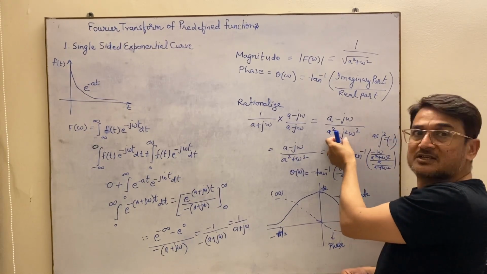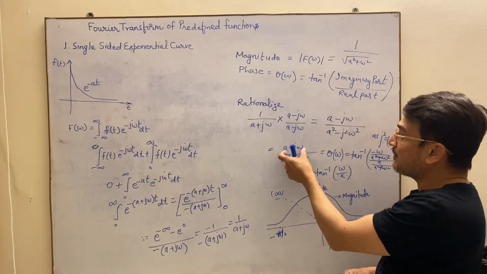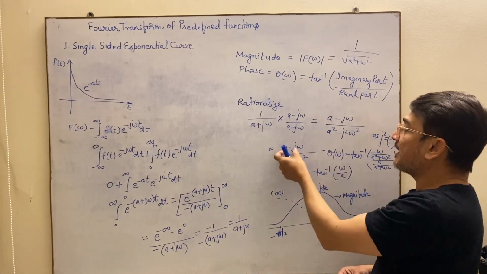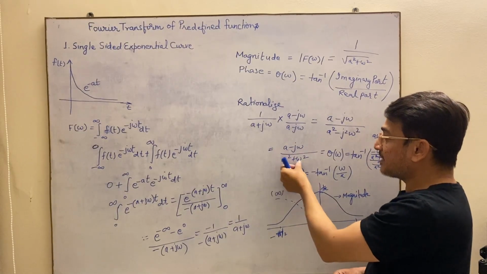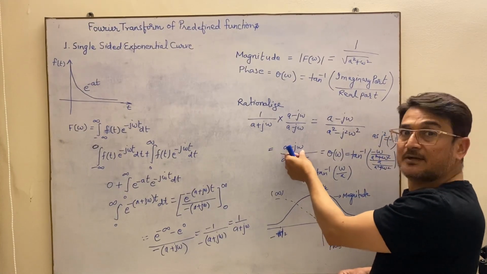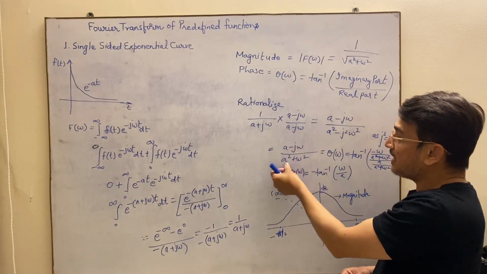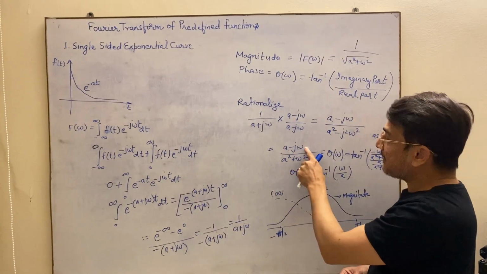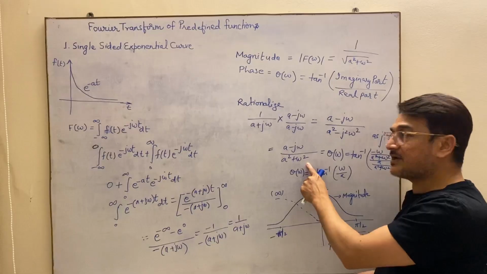So minus and minus will become plus. So this will become a minus j omega upon a square plus omega square. So the real part of this is a upon a square plus omega square, and the imaginary part of this is minus of omega upon a square plus omega square. A upon this is the real part, minus of omega upon this is the imaginary part.